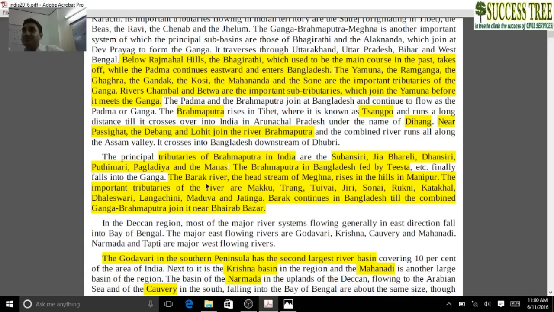Correct, good. So it's a proposed next inland waterway. How many inland waterways do we have? We have number one from? Allahabad to Haldia. Okay. Second one? Sadiya to Dhubri. Okay.